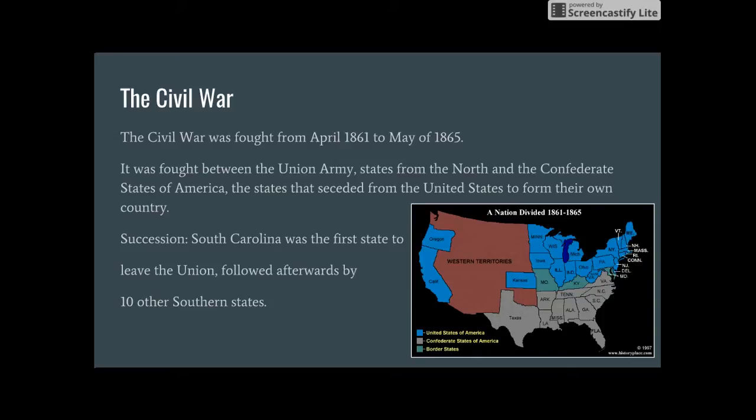Talking about secession, a vocabulary word you should know by now, to be honest with you. Secession means to leave the Union. South Carolina was the first state to leave the Union in December of 1860, followed quickly by the 10 other southern states: Texas, Florida, Georgia, Alabama, Mississippi, Louisiana, Arkansas, Tennessee, North Carolina, and Virginia. They all left by the middle to latter part of March in 1861.